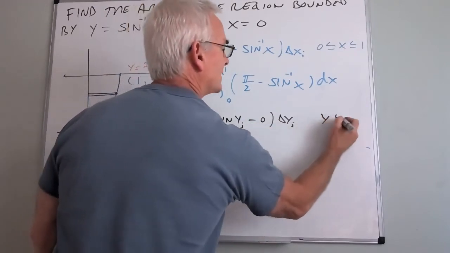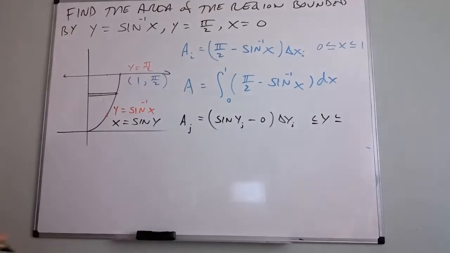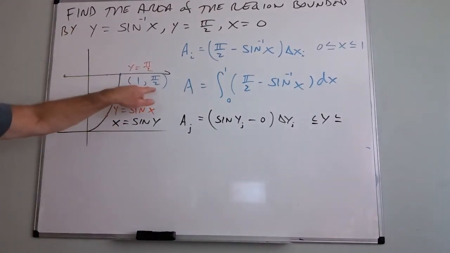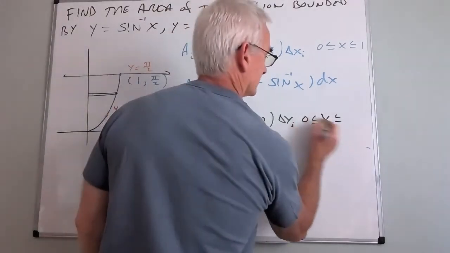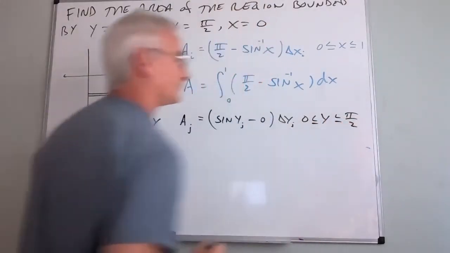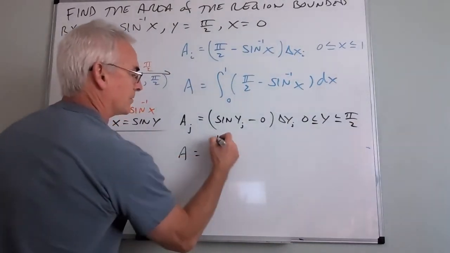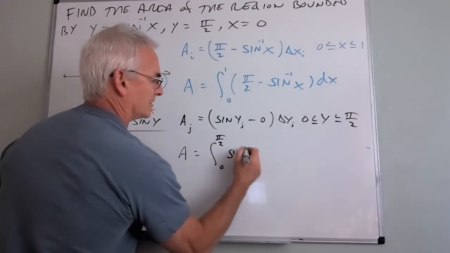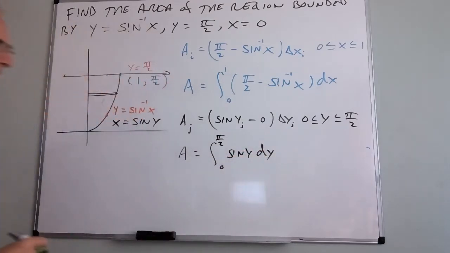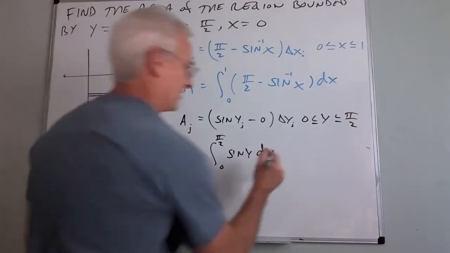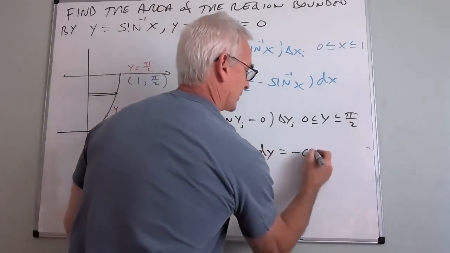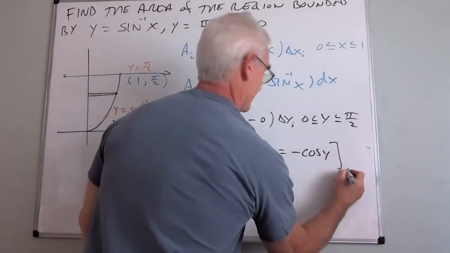And now what is the range of values for y? y is going from here to here, so y is going from 0 to pi over 2. So now I can say my area is the integral from 0 to pi over 2 of sine y dy. I don't think that's really scary anymore. In fact, I don't even think that's hard.